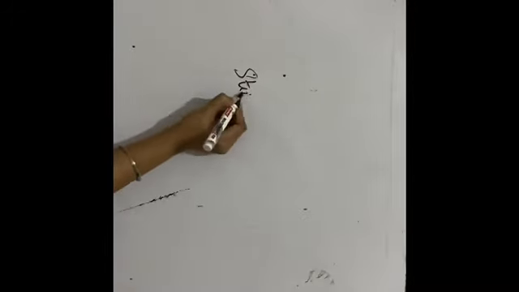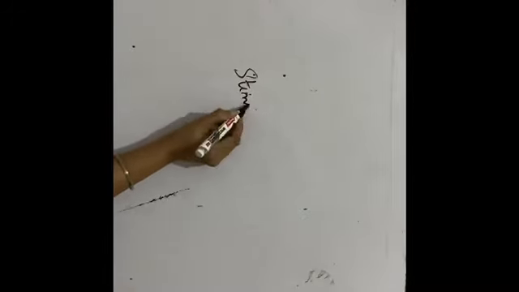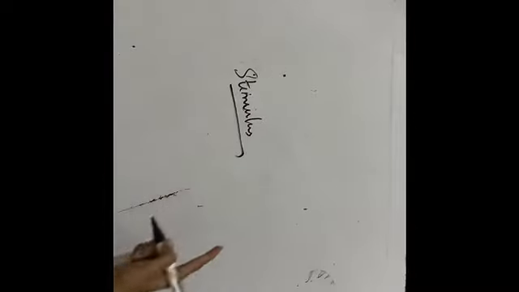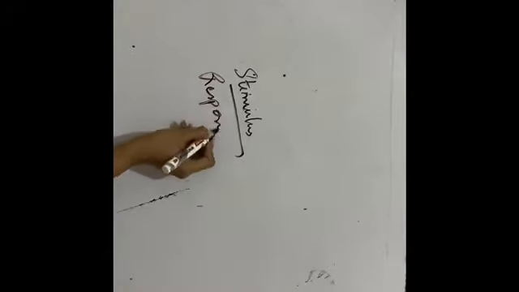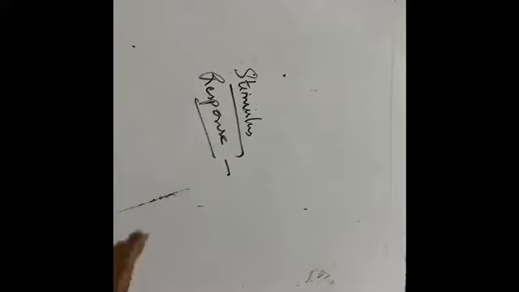So before beginning, there are some terms which should be known, which are linked to the nervous system. The very first is stimulus. Stimulus is something that makes our body react. Stimulus is something to which our body reacts. Another term is response. Response is something that our body gives.